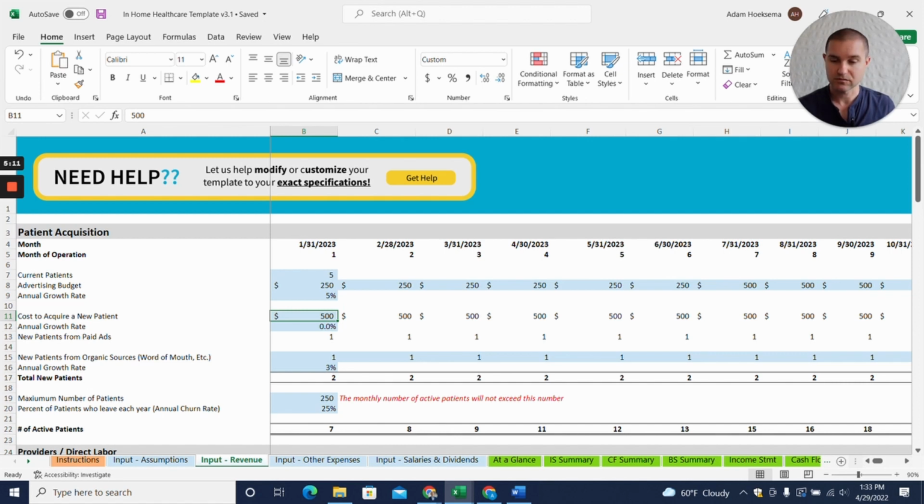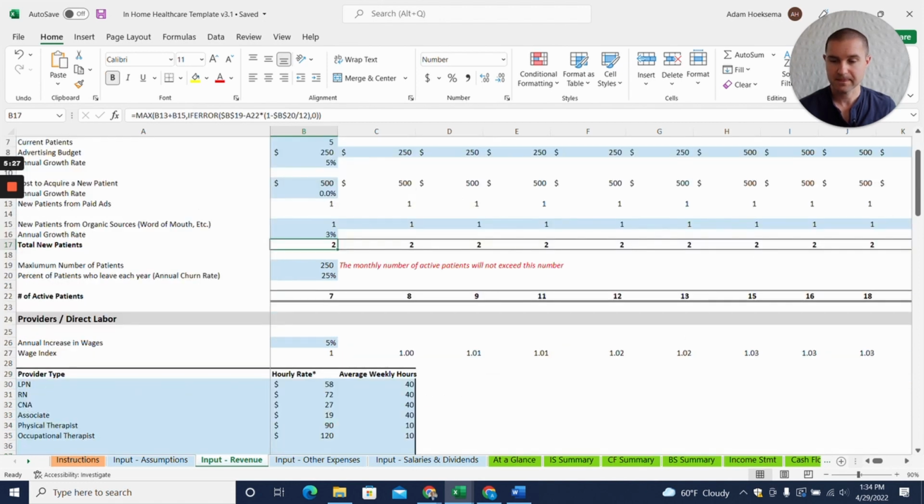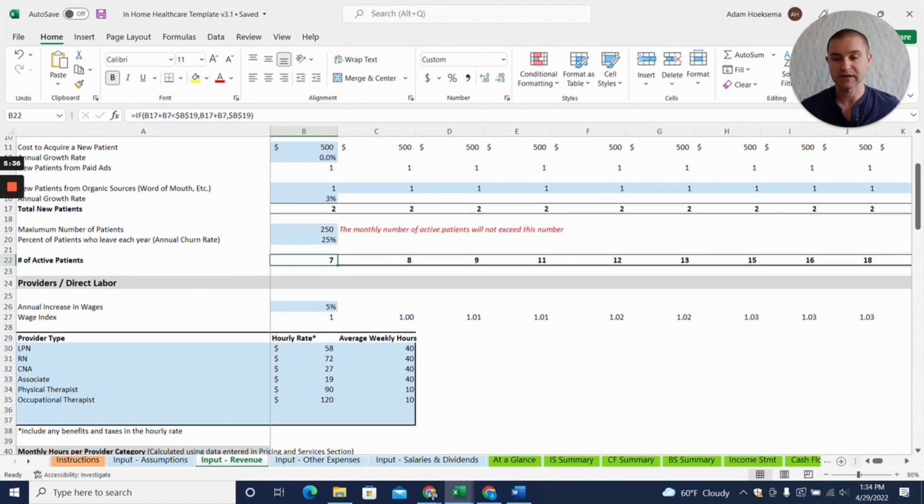And so then based on those assumptions, we have calculated here new patients from paid advertising efforts, and then new patients from organic word of mouth or sales efforts here. That gives us the total number of new patients. And then we add the new patients to the active patients that we already have, and we'll be able to calculate our number of active patients each month here.